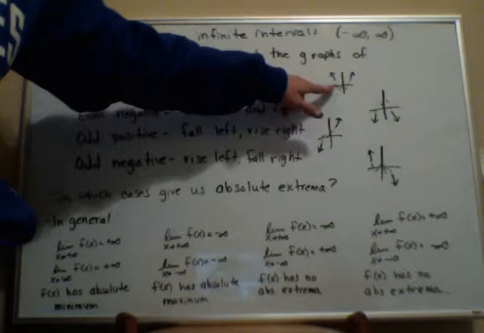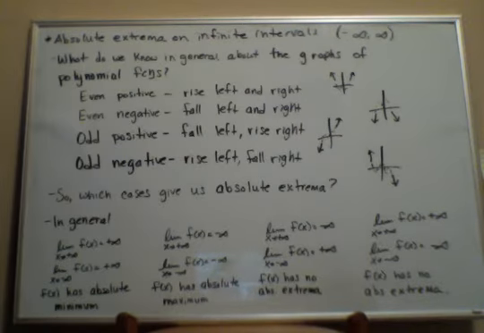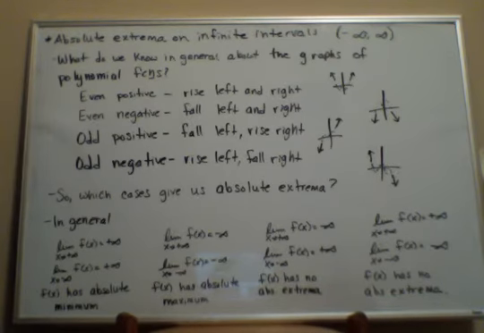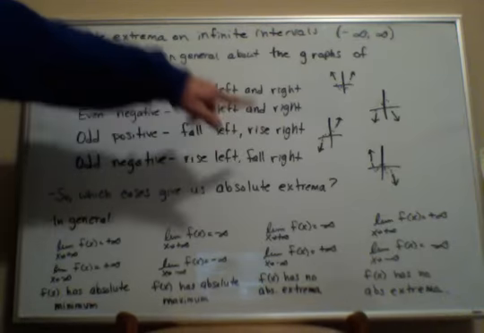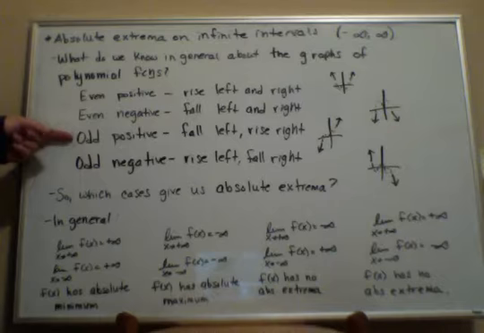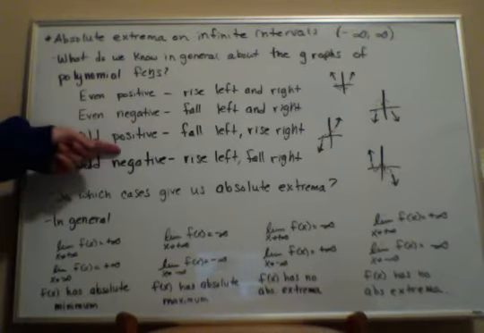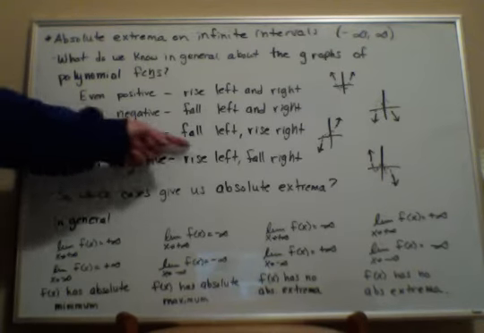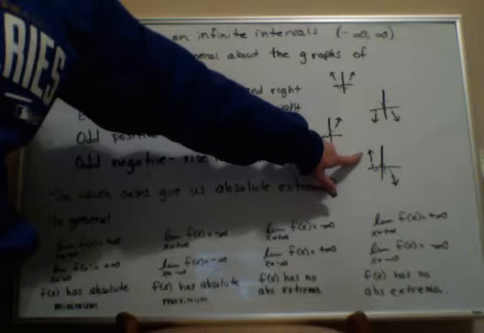Again, we don't care what's happening in the middle. We're just looking at what's happening on the ends there. Anything could happen in the middle. If the degree is even and the leading coefficient is negative, it will fall to the left and to the right. So again, looking something like this. If the degree is odd and the leading coefficient is positive, it will fall left and rise right. So that's this one. And if the degree is odd and the leading coefficient is negative, it will rise left and fall right, which looks like this.